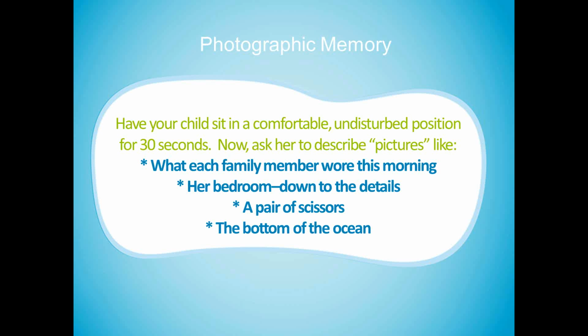Have your kids sit in comfortable, undisturbed positions for about 30 seconds so that they can focus their thoughts and their energies, and then ask them to describe pictures like what each family member wore that morning, the bedroom down to the details, a pair of scissors, the bottom of the ocean. So really get into the specifics and the details that they're seeing in their mind's eye. And the more that you do exercises like this, the more practice they'll get. And, like Judy Willis says, practice makes permanent. So it really helps them to create those neural networks.